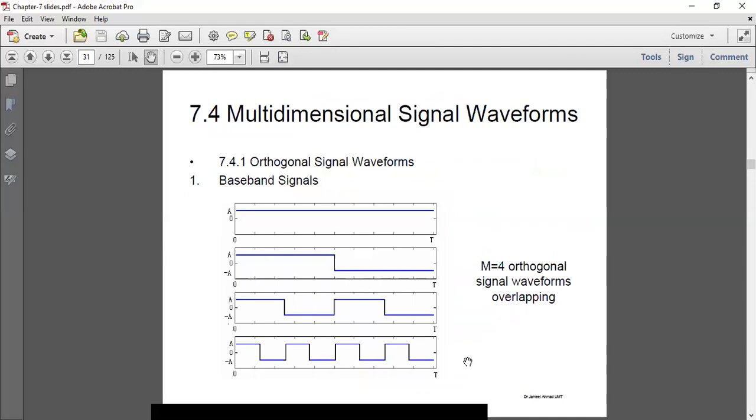Now we talk about section 4.1, which is orthogonal signal waveforms. M equal to 4 orthogonal signal waveforms are represented by this. We have a first signal which goes from 0 to A, then we have another signal from 0 to A, but again the amplitude changes to minus A, and then it alternates between 0 to A and minus A, and then again this thing is changing. So they are all orthogonal signals. These are 4 sets of signals which are orthogonal. These are called baseband signals.